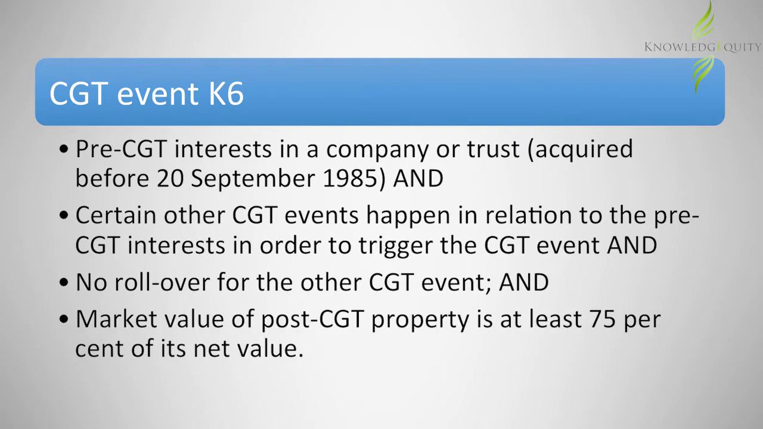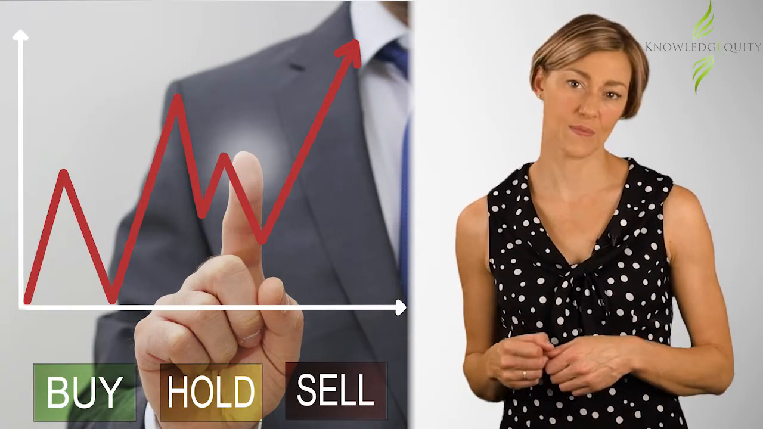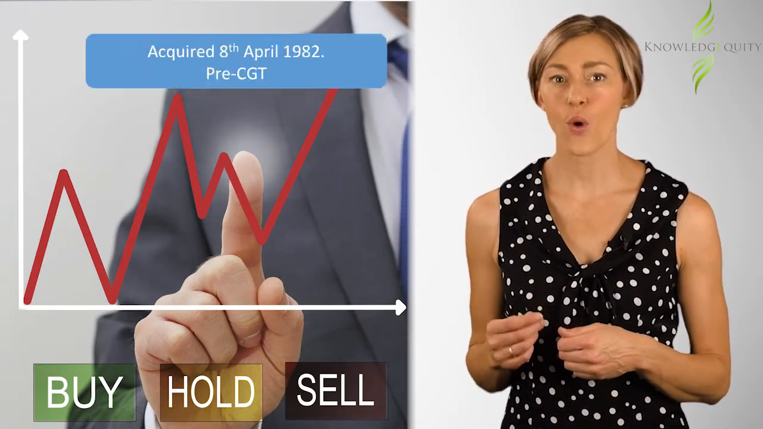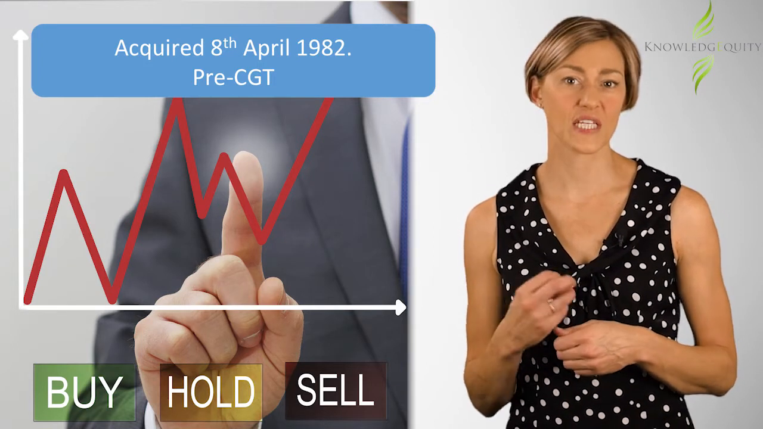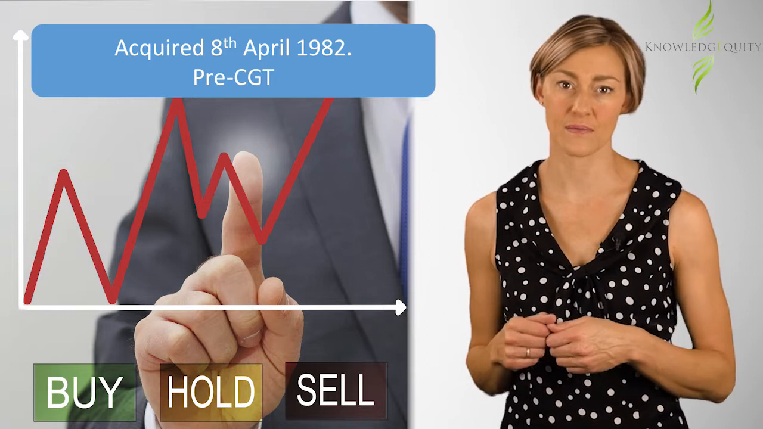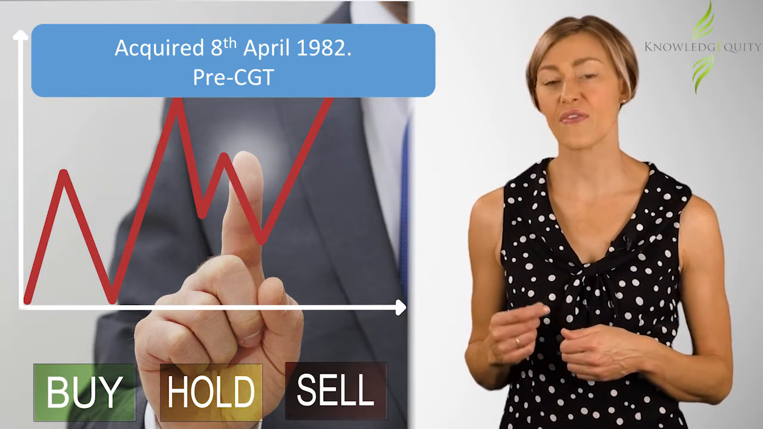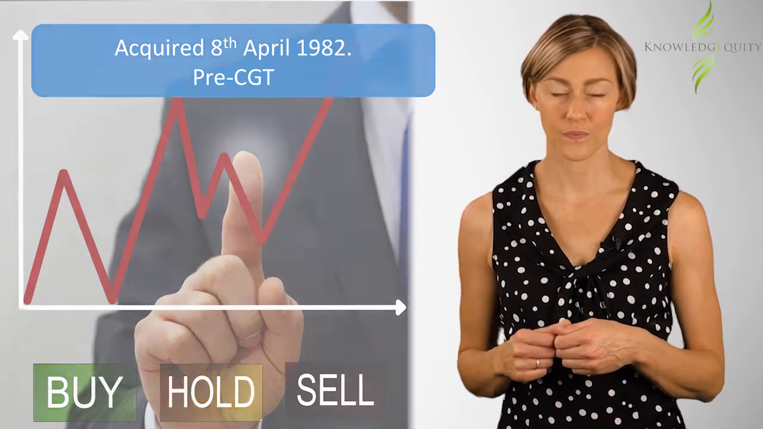And 4. That the market value of post-CGT property held by the company or trust is at least 75% of its net value. Paul Smith holds all the shares in Smith Proprietary Limited and acquired these shares on the 8th of April 1982. As these shares were acquired prior to the 20th of September 1985, they are therefore pre-CGT.